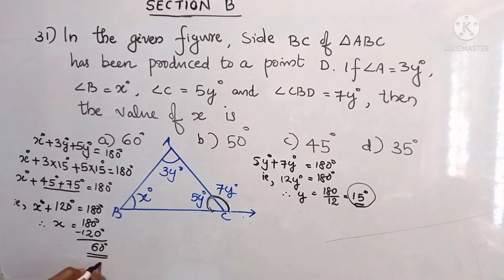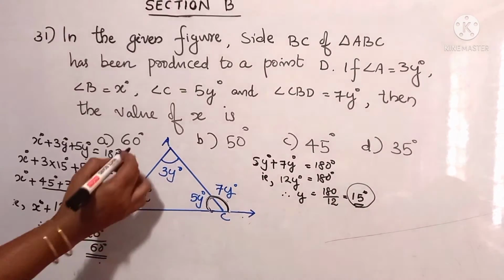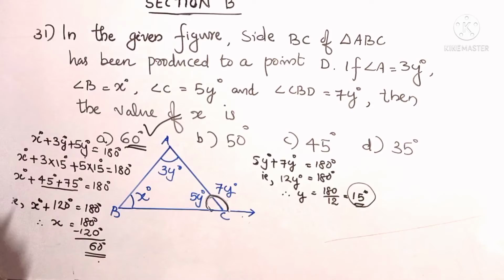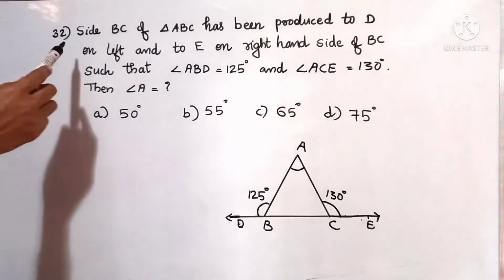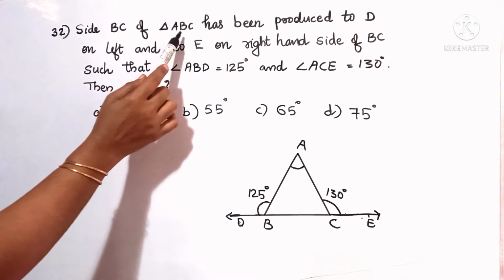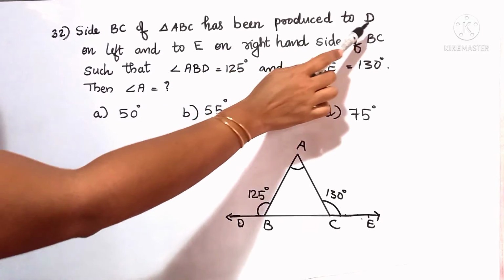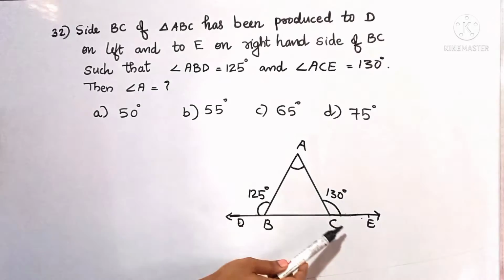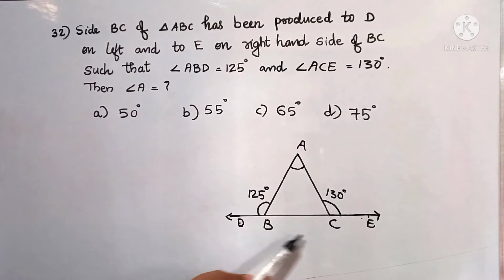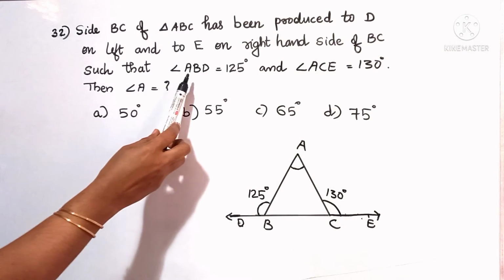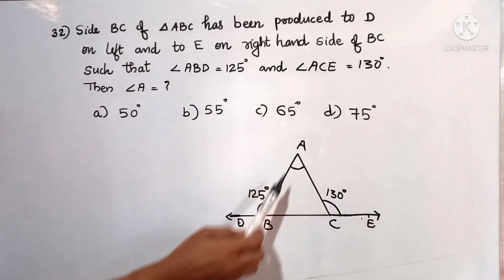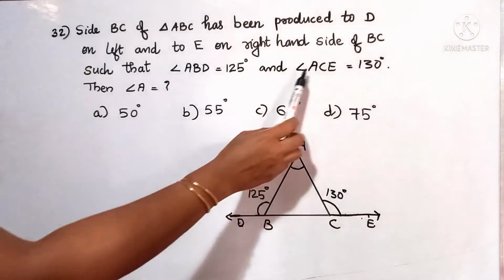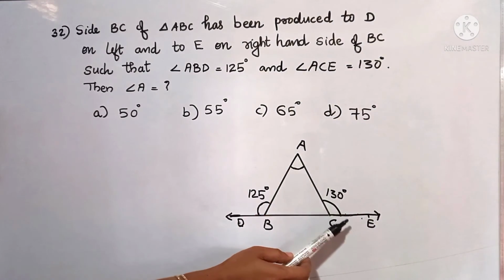Now we have got the value of x, 60 degree. It is our option A. So our answer is option A, 60 degree. Question number 32. Side BC of triangle ABC has been produced to D on the left and to E on the right hand side of BC such that angle ABD is equal to 125 and angle ACE is equal to 130 degree.